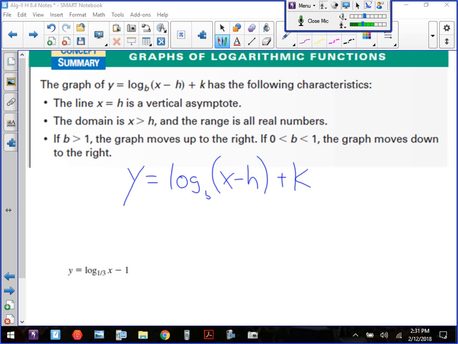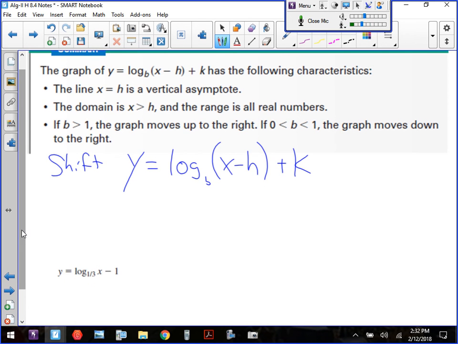Just like we have had many times, we had H's and K's. H's and K's shift horizontally and vertically, just like they have in the past. So this is what a shift would look like, which means that I'm going to have what's called a parent function at y equals log base b of x.